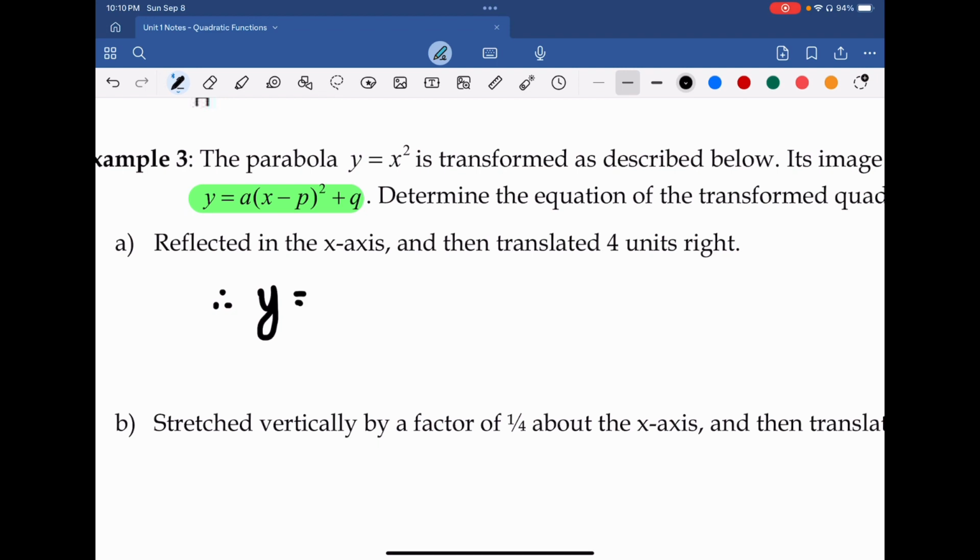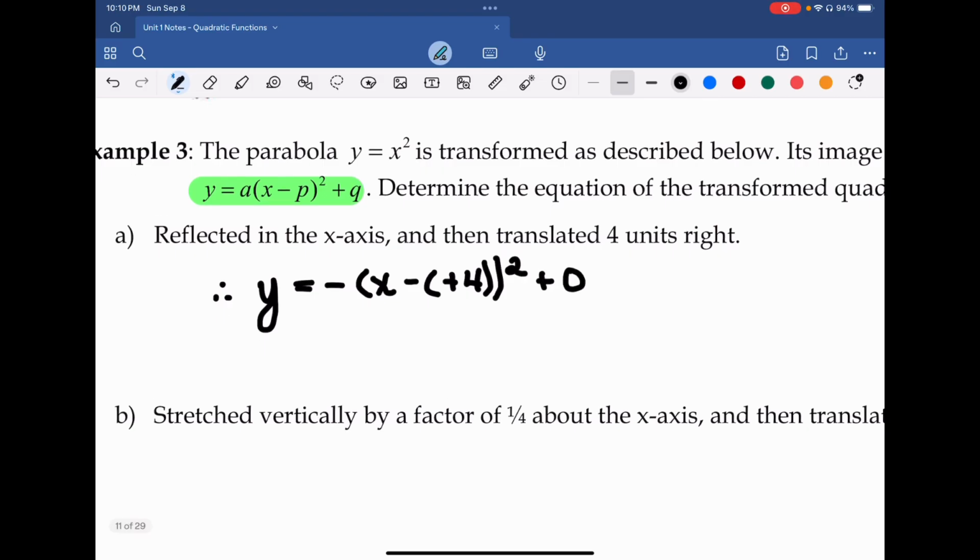y is equal to, it must start with a negative, and the reason is because it's reflected. So the negative means that this is reflected about the x-axis, or all y values become negative. In the bracket here, we're going to write x, and then because it's 4 units right, we're actually going to write this as negative. But if we write it as negative, I just want to show you something quick. If I put this as a negative, and we know that it is 4 units to the right, that is positive, plus 0 for q. I'm just going to throw that in there to demonstrate this.